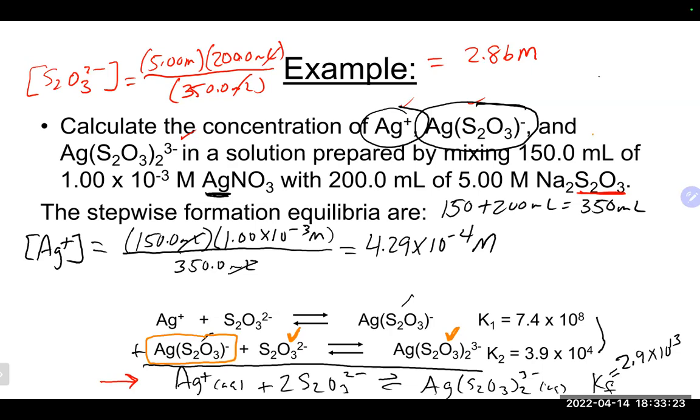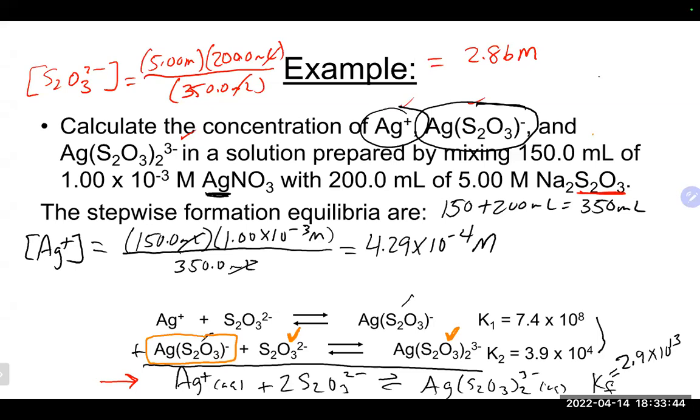Again, very similar to what we did with the polyprotic acid. We use each individual step to figure out everybody's concentration along the way. So I'm going to do that. What I'm using here is the K2 expression, the equation, and the K2 equilibrium constant. I'm not using the overall reaction here. I'm not going to use the overall K value.